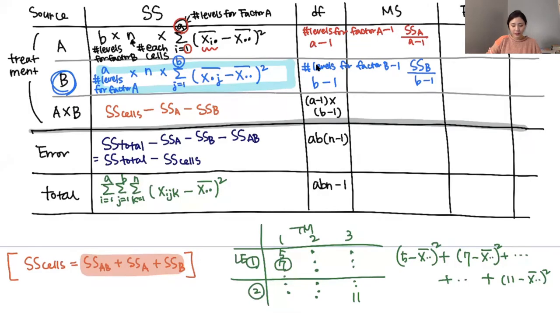And mean square for the interaction is sum of square interaction divided by degree of freedom of interaction, which is a minus 1 times b minus 1. And mean square for the error is sum of square error divided by degree of freedom error, which is ab times n minus 1. And mean square of total is sum of square total divided by degree of freedom of total. This is the sample variance.